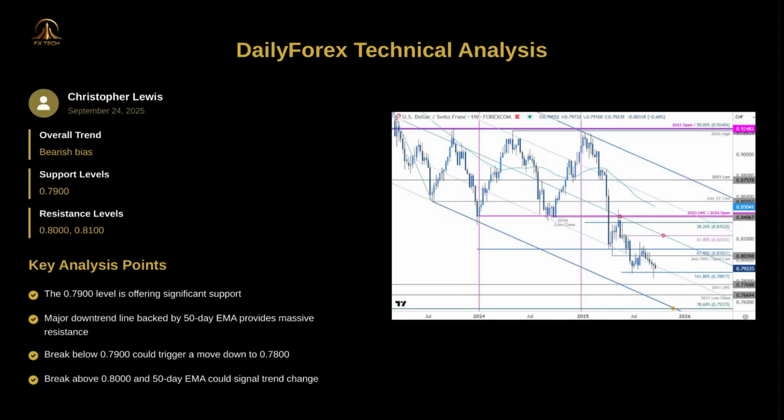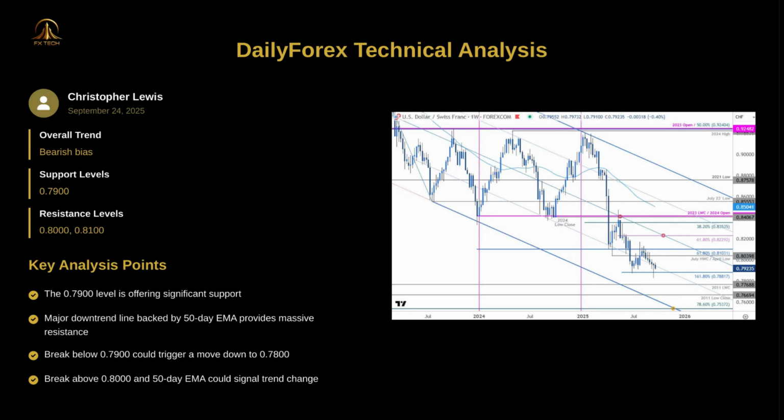DailyForex's analysis by Christopher Lewis from September 24th presents a bearish bias for USD CHF. The report identifies key support at 0.79 and resistance levels at 0.8 and 0.81. Lewis emphasizes that the 0.79 level is providing significant support, while a major downtrend line backed by the 50-day EMA creates formidable resistance overhead. The analysis warns that a break below 0.79 could trigger a move down to 0.78, extending the pair's downside momentum.